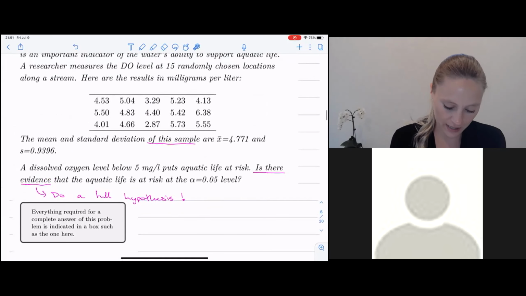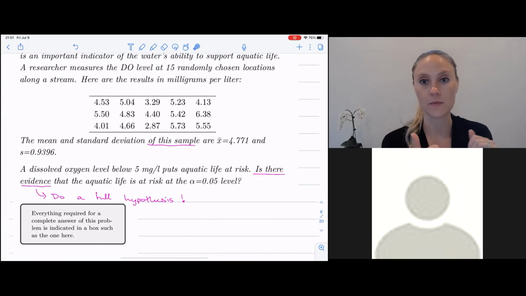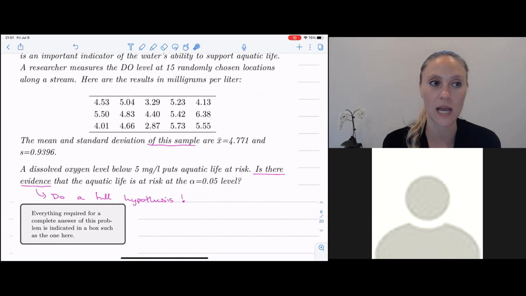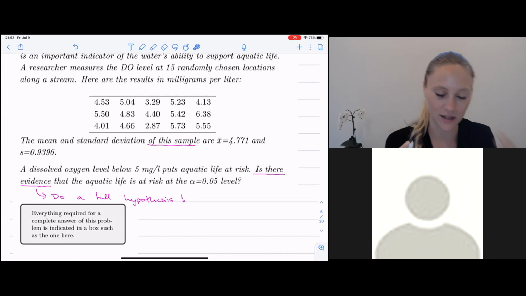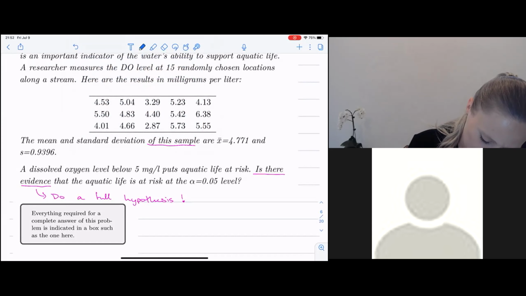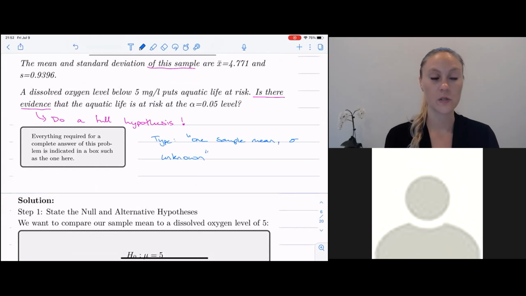So let's just take a step back here. Okay, so we have our sample mean and we have our sample standard deviation. So what type of question do we have here? Well, because it's a sample standard deviation, I just have one sample of dissolved oxygen levels. So it's a one sample mean problem, sigma unknown. So that's the type that we're dealing with for this example.